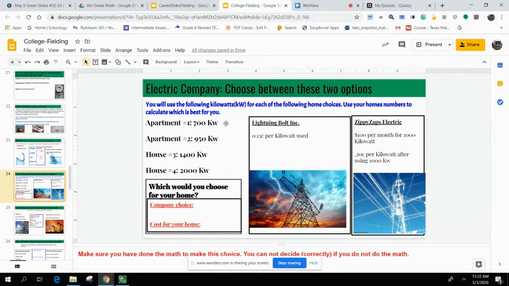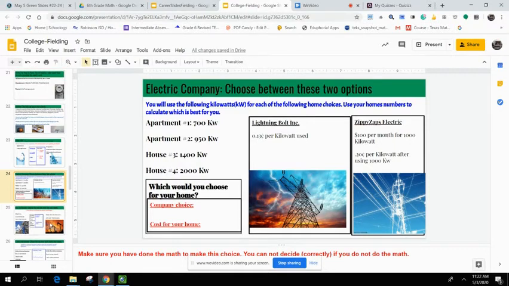Now, what happens with apartments? They're only using 700 and 950. So they would be paying on this one simply $100 per month. They wouldn't have to do the math portion here. So make sure that you've done the math for your choices. You can decide which one would be best for you.